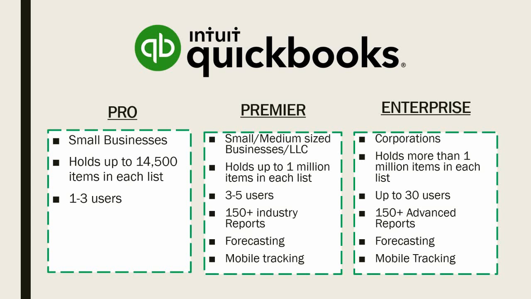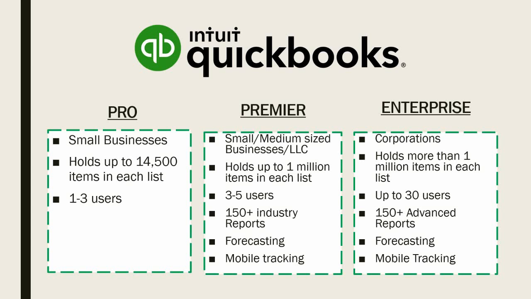it gives you a little more functionality. So this one is meant for smaller businesses who are more used to using QuickBooks, or maybe a medium-sized business, okay? It can hold up to 1 million items, and then it can have up to 3 to 5 users. Now, what it means to have a user is having them go onto the QuickBooks files simultaneously, okay? Make sure that you understand that users mean what they can do simultaneously. So this one can hold up to 3 to 5 users at once.